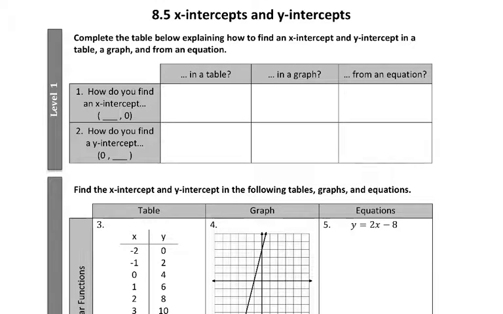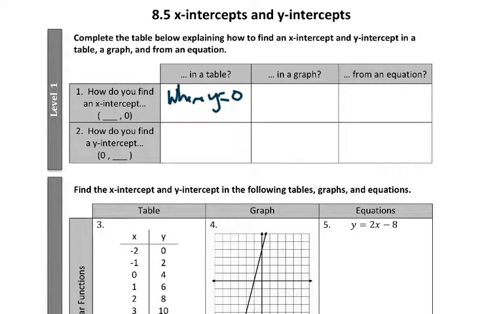We want to talk about how to see X-Intercepts and Y-Intercepts in the different representations. The way that you would find an X-intercept in a table is you would look for the row where y equals 0. If you find the row where y equals 0, that is your X-intercept.